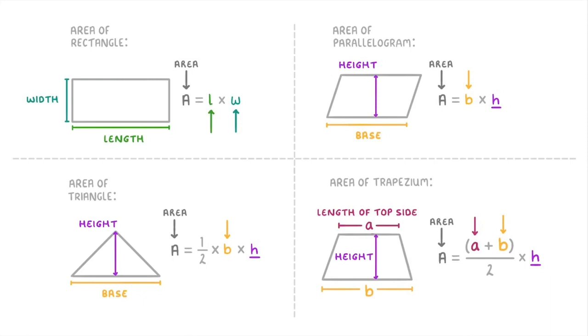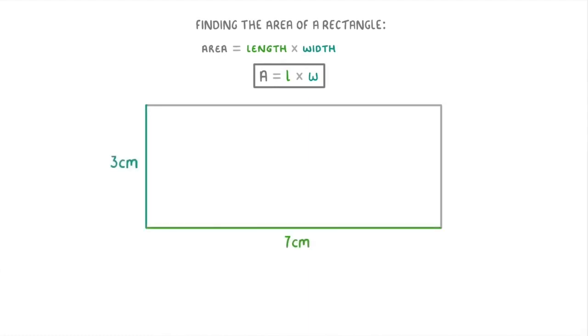Okay, so let's now go through each of these one by one, and we'll start off with the rectangle. The formula for a rectangle is area equals length times width. So if this rectangle was 7 centimeters long and 3 centimeters wide, we'll just multiply the length of 7 centimeters by the width of 3 centimeters. So that would be 21, and the unit would become square centimeters.